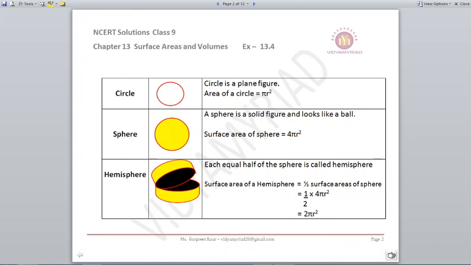Now next is, if we divide this sphere into two equal halves, that is known as a hemisphere. So if we know the surface area of a sphere, we can halve it, and it will become the surface area of a hemisphere. So it is 2 pi r square. Now if I want to know the total surface area of a hemisphere, it will be your curved surface, that is 2 pi r square, and the circle above it, that is pi r square. So we will take it as 3 pi r square.